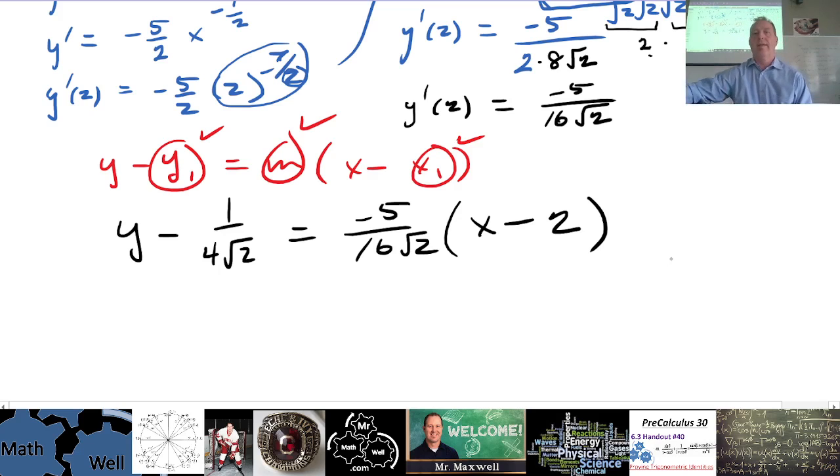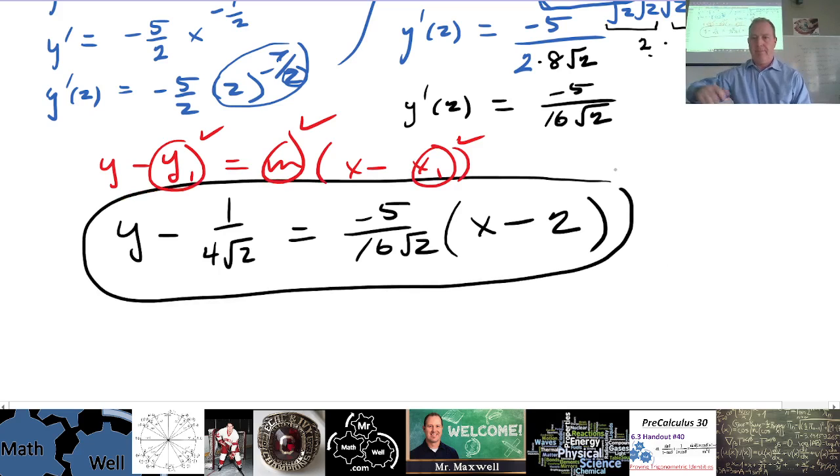All right, so you can leave it like this. They might not require that as a final form. It's just a point-slope form, but they might want it in y equals mx plus b or in general form.